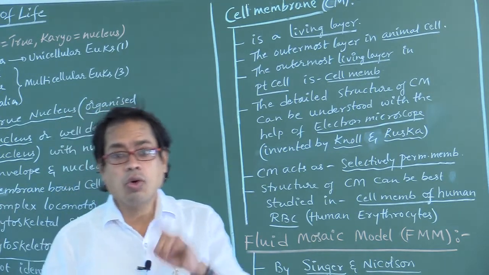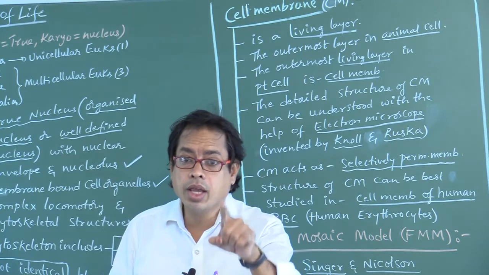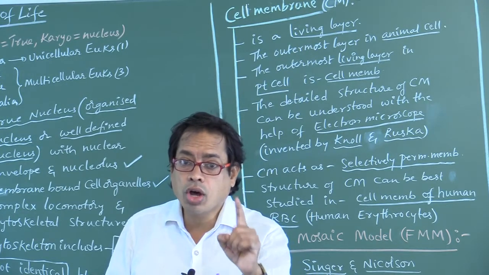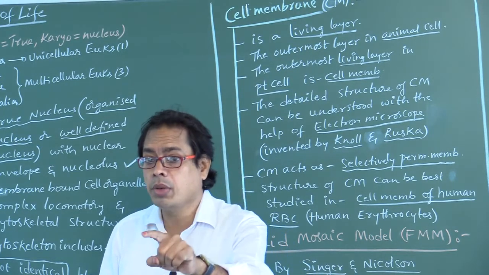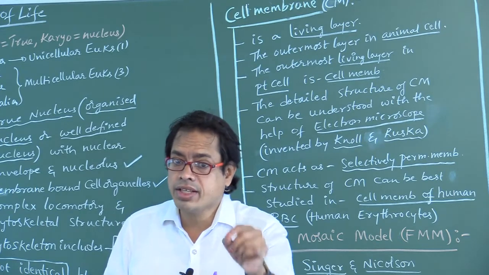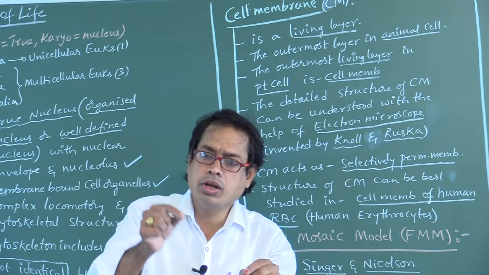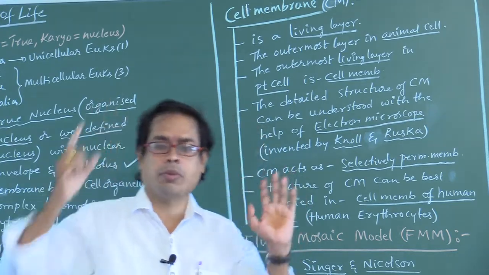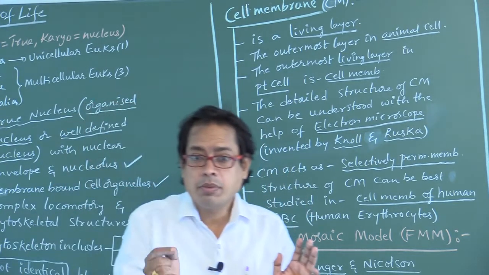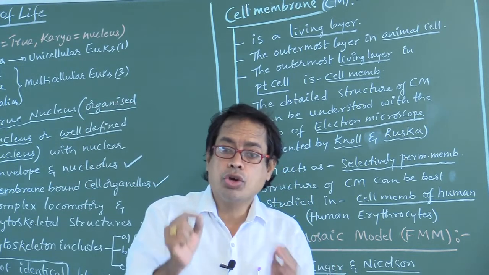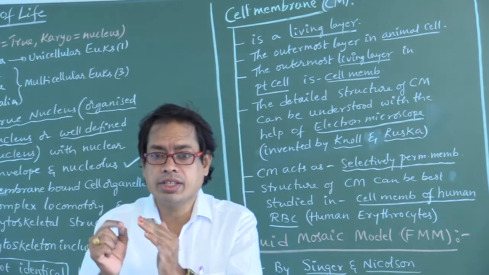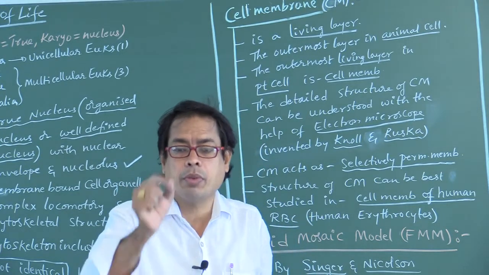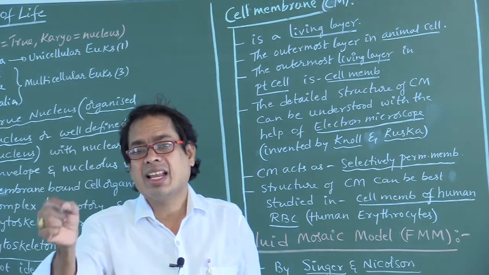Okay? So cell wall is a permeable membrane. Cell membrane is a semi-permeable or selectively permeable membrane. The most appropriate word for the cell membrane is selectively permeable membrane.